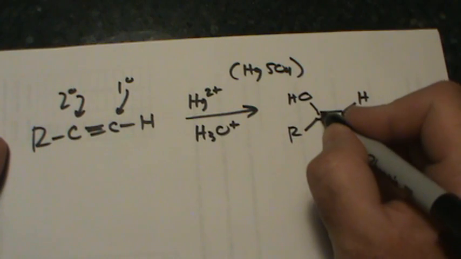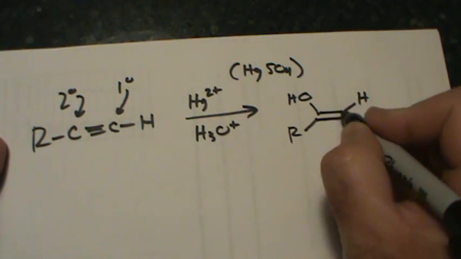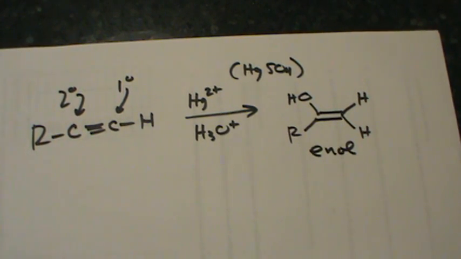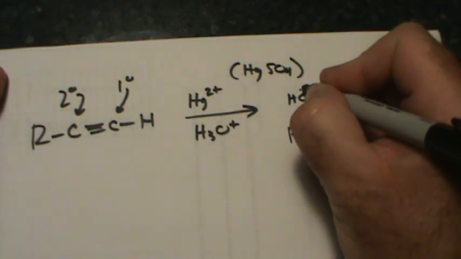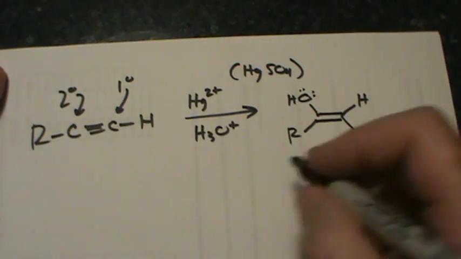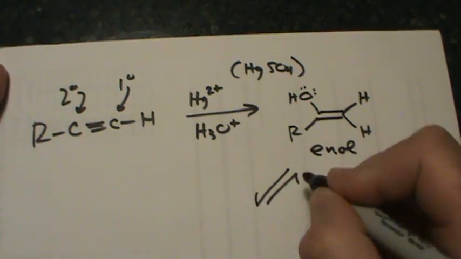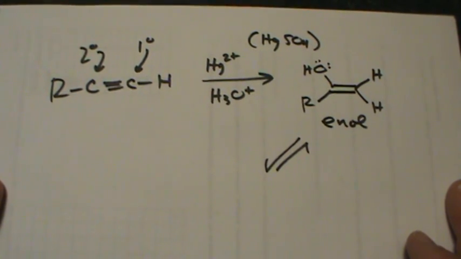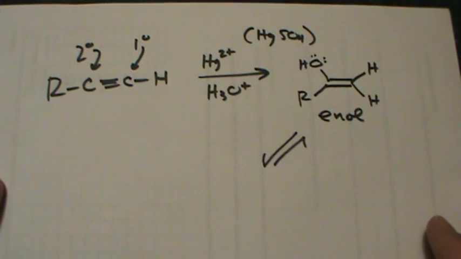This particular product is a special one. You can see that there's an alkene and an alcohol, and it's known as an enol. Now, enols, as it turns out, are very common, and we're going to study them again when we get to aldehyde and ketone chemistry and organic chemistry too. At this point in time, what we need to know about enols is that they equilibrate quite rapidly with their corresponding aldehyde or ketone isomers.